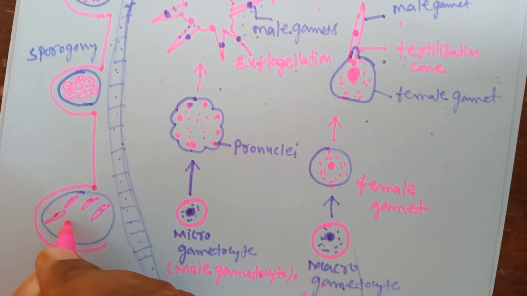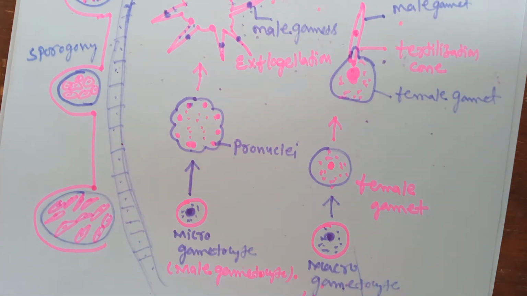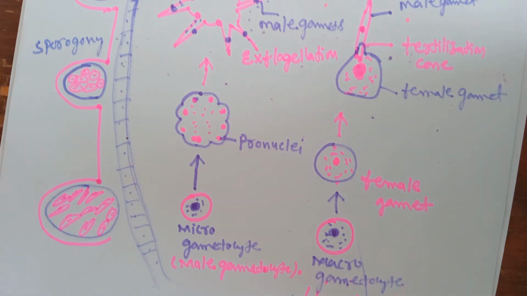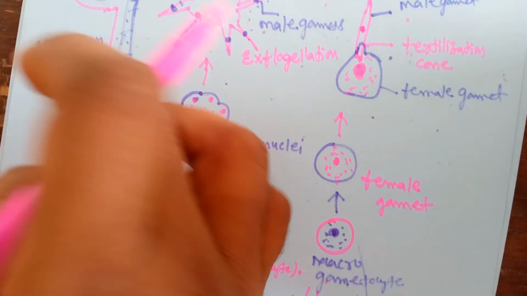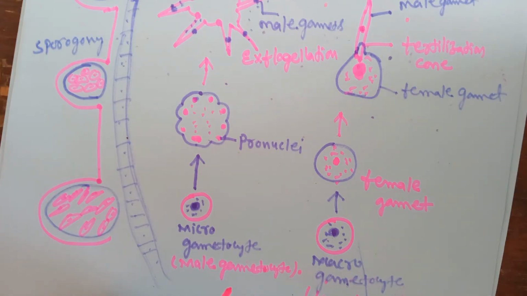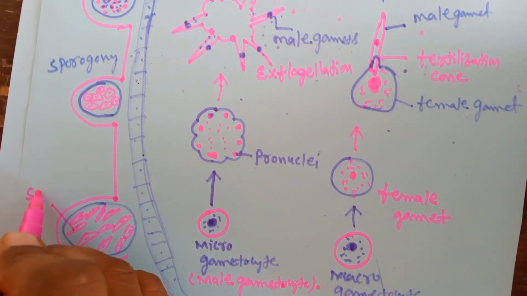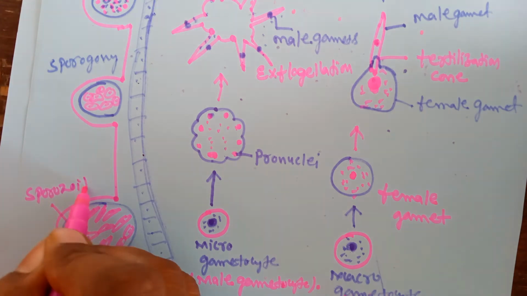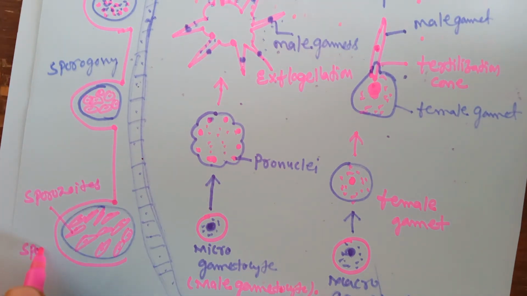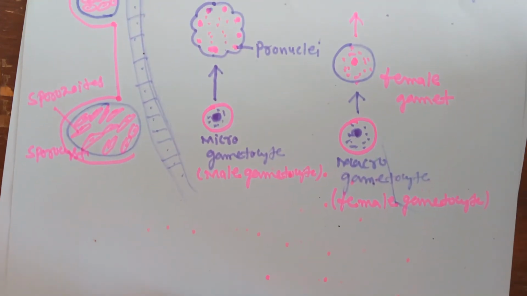The sickle shaped structures are the sporozoites. The formation of sporozoites inside the oocyst is the sporogony stage. The development of the sporozoites is called sporocyst. So the stage is called sporocyst. Here, the formation of the sporozoites inside the oocyst is called sporogony.